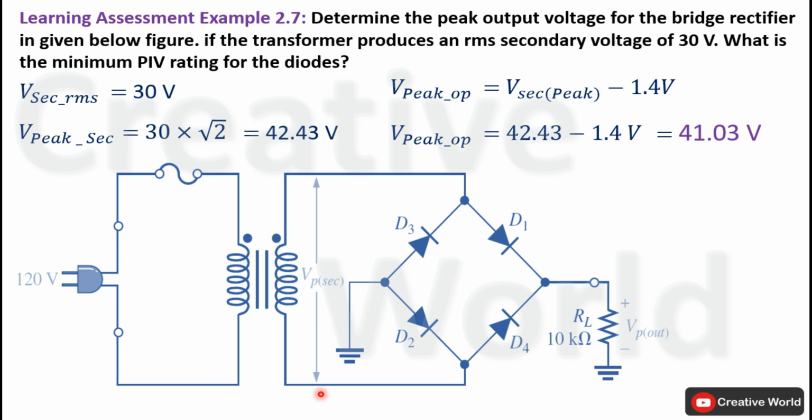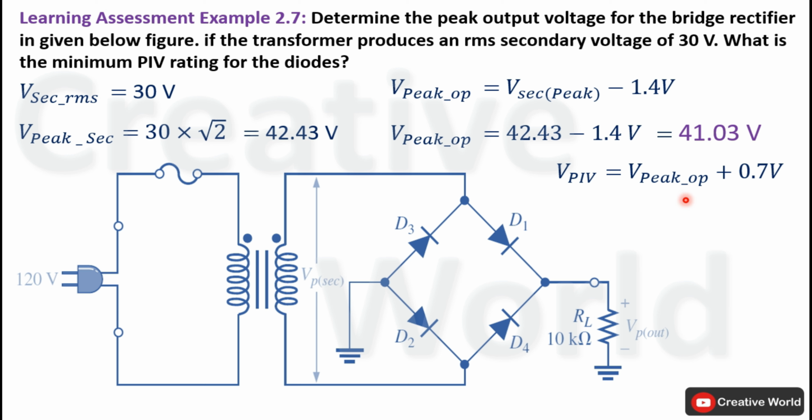In a bridge rectifier configuration, the peak inverse voltage across a reverse biased diode is calculated using this equation. Peak inverse voltage across a single reverse biased diode is equal to V peak output plus 0.7 volts. This equation is derived in another video. The link to that video will be given in the description.